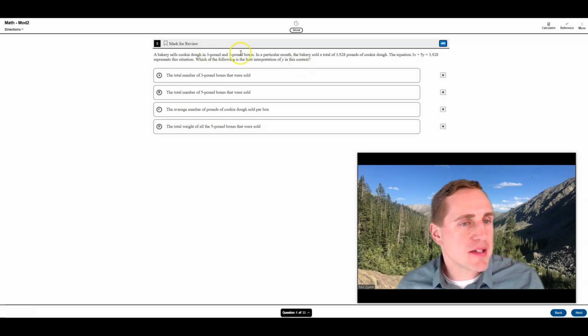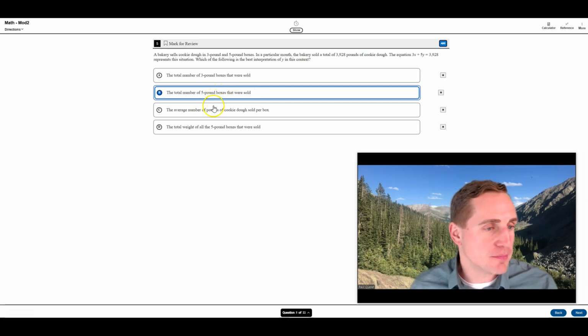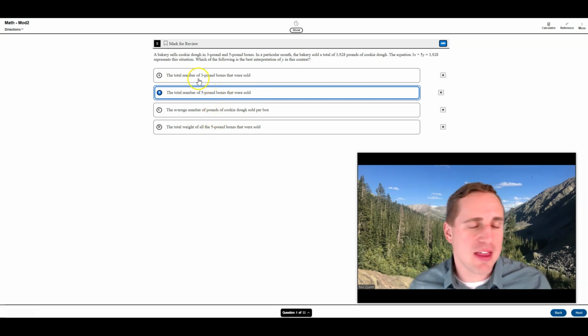We've got 3-pound boxes and 5-pound boxes. And we're looking for the total number of pounds we sold. So x would be the number of 3-pound boxes, y would be the number of 5-pound boxes that we've sold. So the total number of 5-pound boxes were sold. Not the total weight or the average, anything like that. So it's just the total number of 5-pound boxes that were sold. Okay, we can move on.